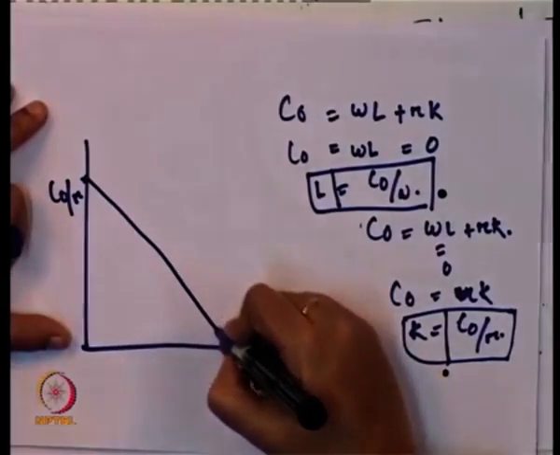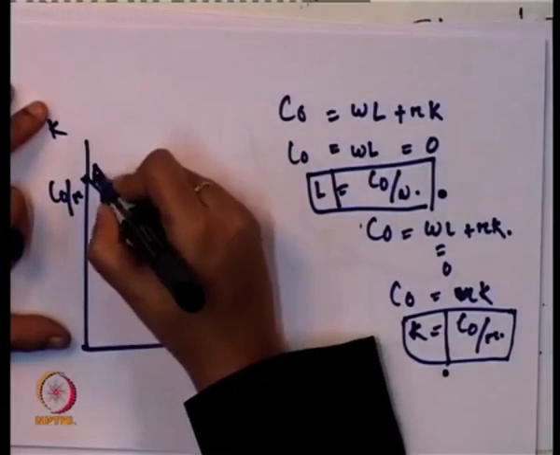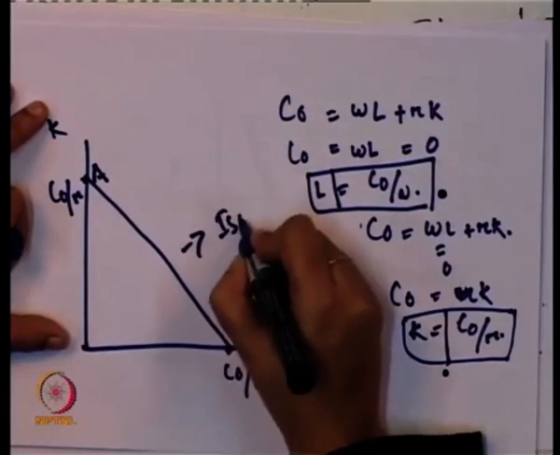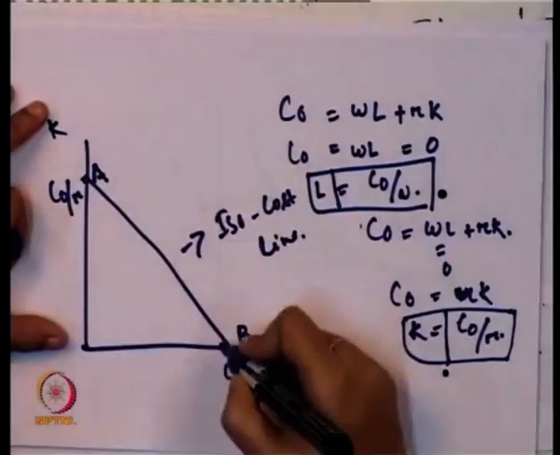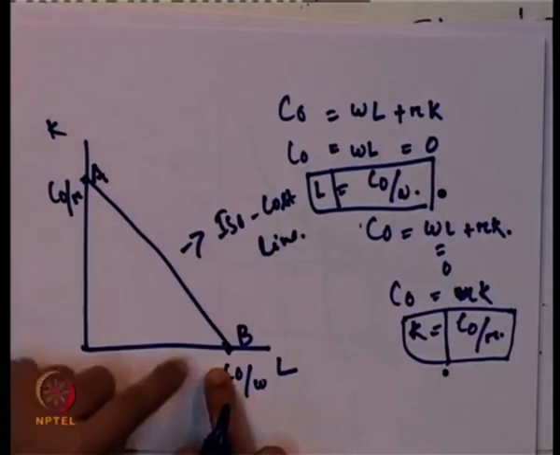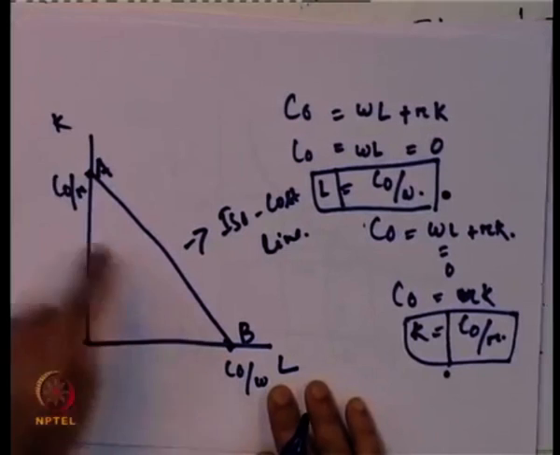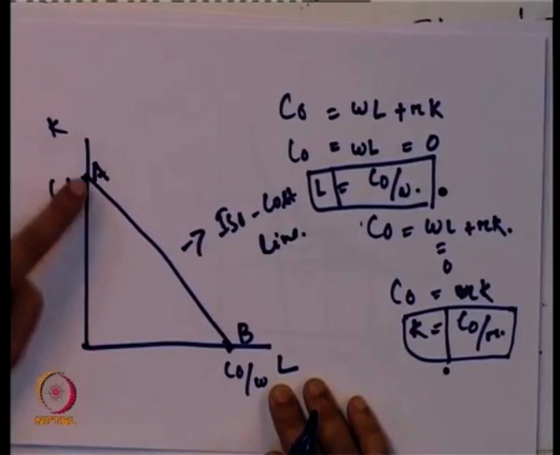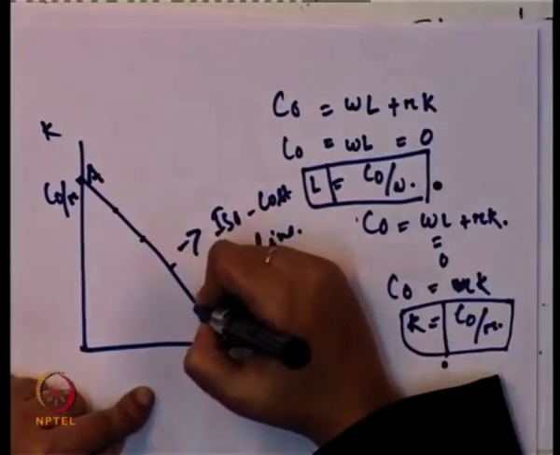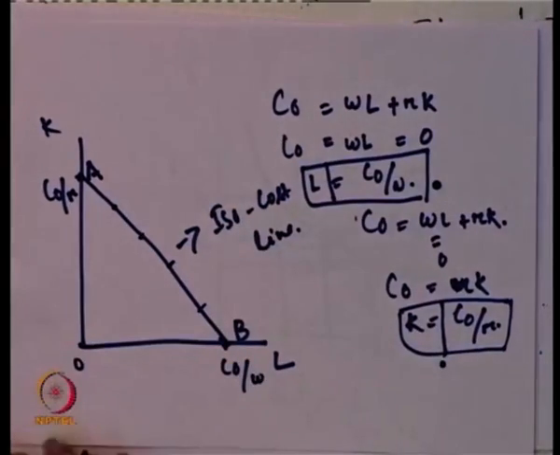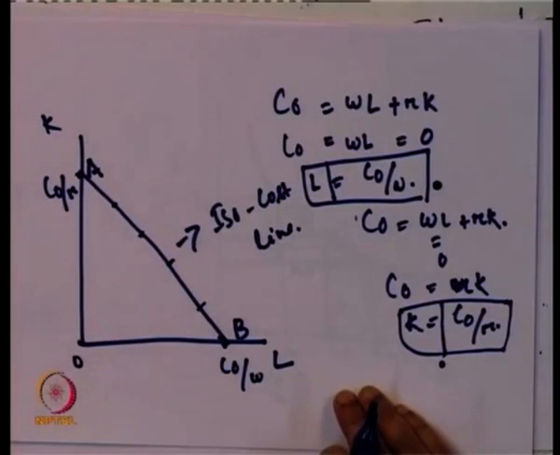If you join these 2 points, we get the isocost line. In the case of the isocost line, point A and point B are the two extremes. At one, the entire money available to the firm is getting spent on labor. At the other, the entire money available to the firm is getting spent on capital. In between we have different combinations of labor and capital, or the firm is using different combinations of labor and capital to produce the output level Q.